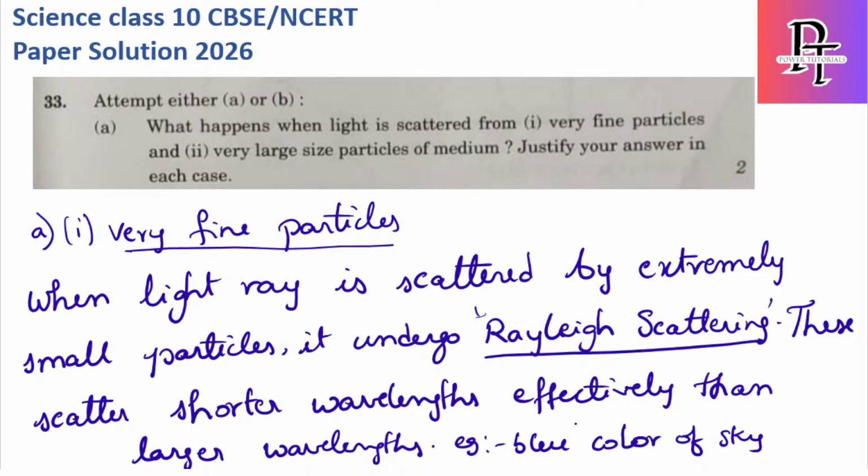So Rayleigh's scattering is a keyword here, and this scatters shorter wavelengths more effectively than longer wavelengths. So this point is important. It follows Rayleigh scattering. If you have written that, then yes. And the second thing is it should scatter shorter wavelengths more than longer wavelengths. Hence the example you can write is the blue color of the sky, because blue wavelength is shorter, so that will scatter more.